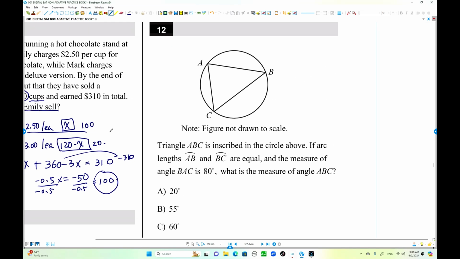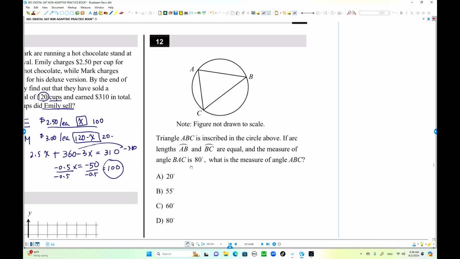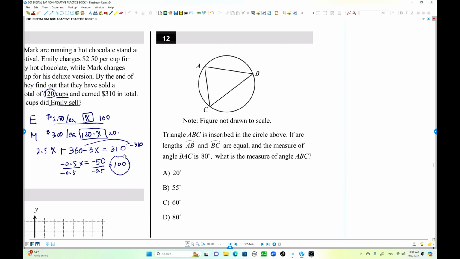Here is number 12. They start to give this type of question, okay? They inscribe the angle, the center angle, and intercept the arc. The length of arc AB and BC are equal. These two arcs are equal. These chords are also what? Congruent, right? They must have the same length, okay? So if the arcs are congruent, their chords are also congruent, okay? That's the theorem. So angle BAC is 80.